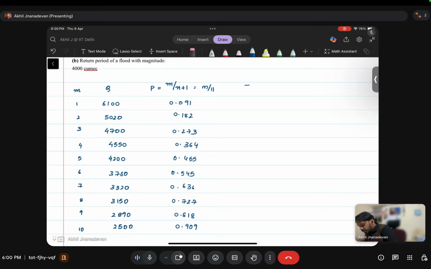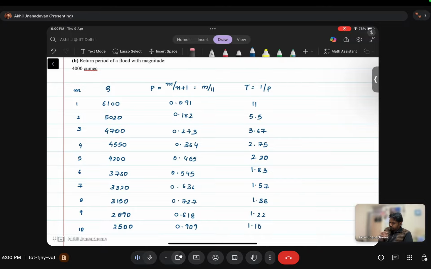So if we have the exceedance probability, we can find the return period as 1 by the inverse of that. So the inverse of this column will be 11, 5.5, 3.67, 2.75, 2.20, 1.83, 1.57, 1.38, 1.22, and 1.10. So for each of the discharge values, we have our corresponding exceedance probability, and we also have a corresponding return period.